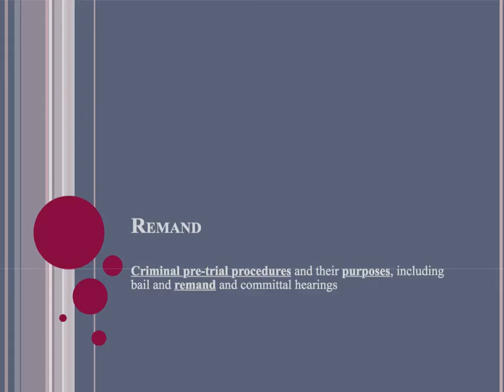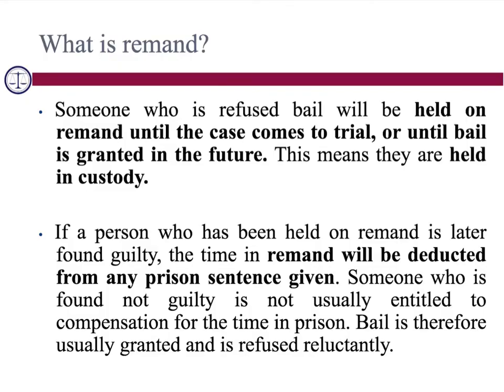The next pretrial procedure we are going to look at is remand. Someone who has refused bail will be held on remand until the case comes to trial or until bail is granted in the future. This means that they're held in custody, or in other words, they stay in jail. If a person who has been held on remand is later found guilty, the time in remand will be deducted from any sentence they are given.